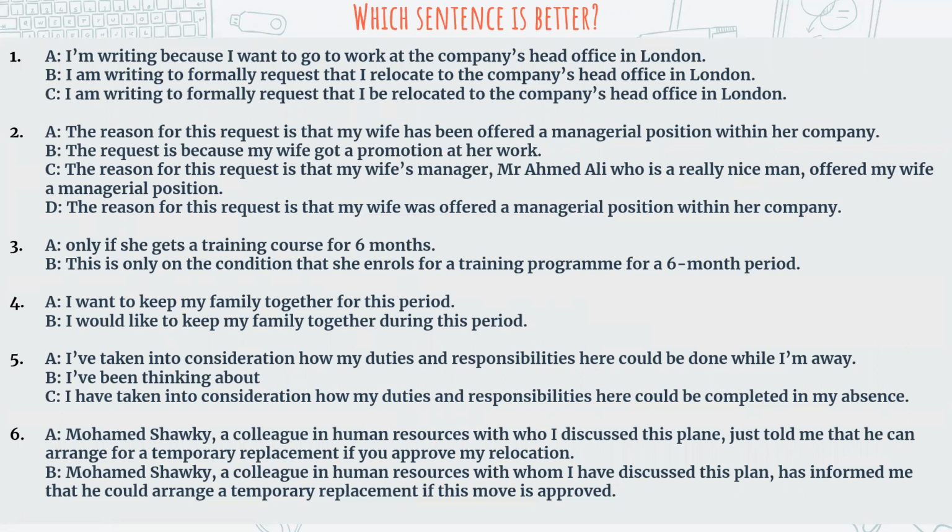Okay, for the first point, for number 1, we have 3 sentences. I am writing because I want to go to work at the company's head office in London. Or I'm writing to formally request that I relocate to the company's head office in London. Or I'm writing to formally request that I be relocated to the company's head office in London. So now I have 3 sentences.